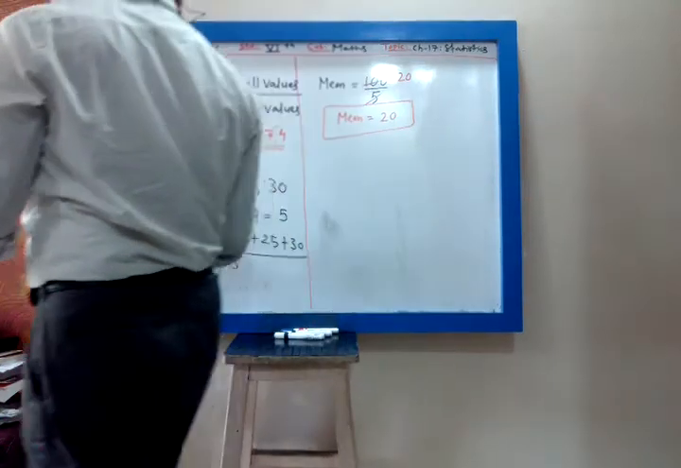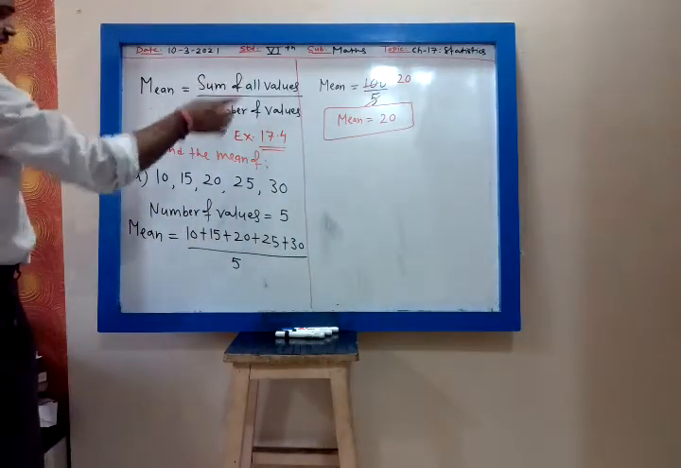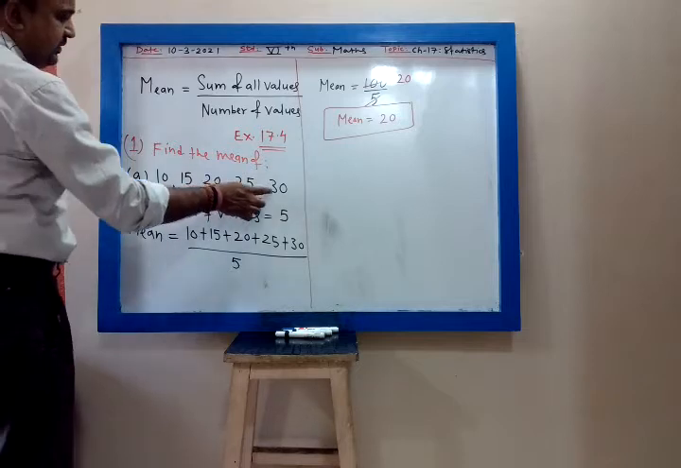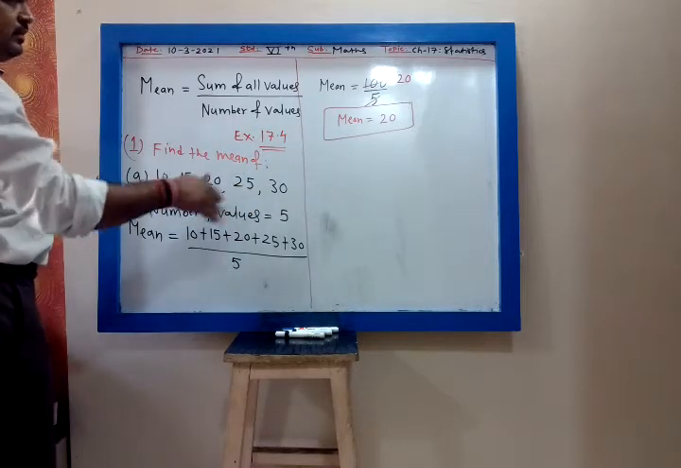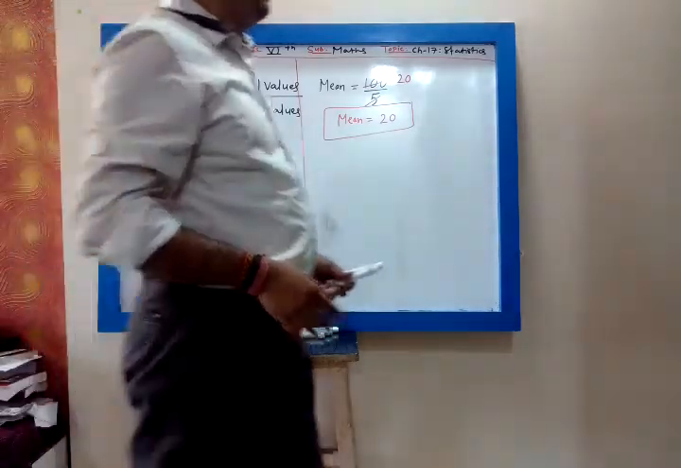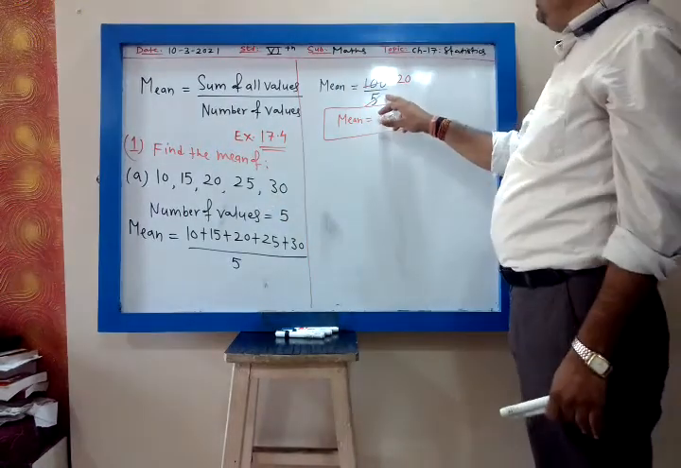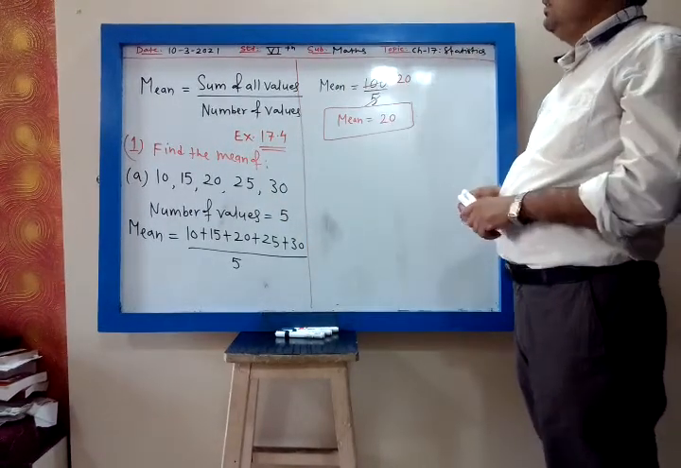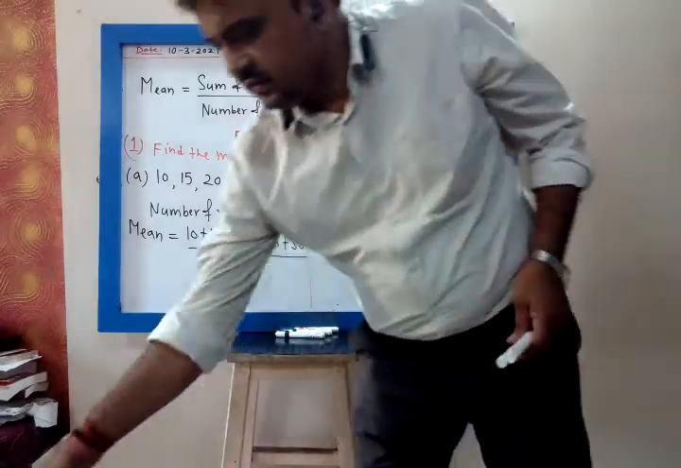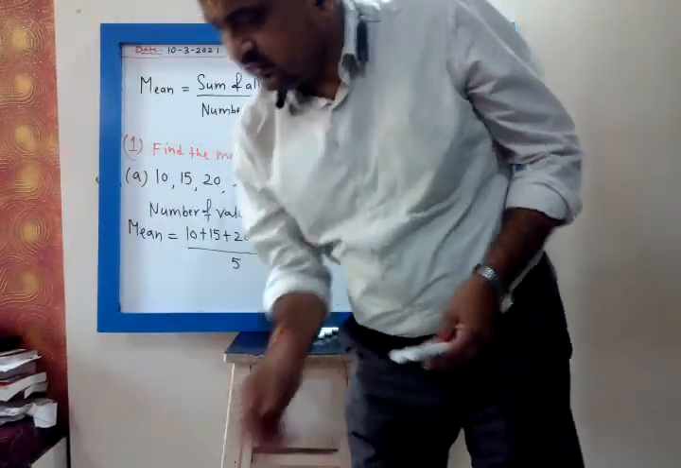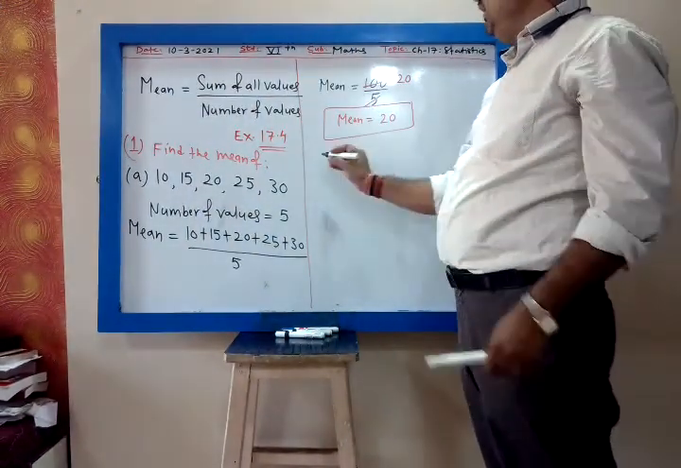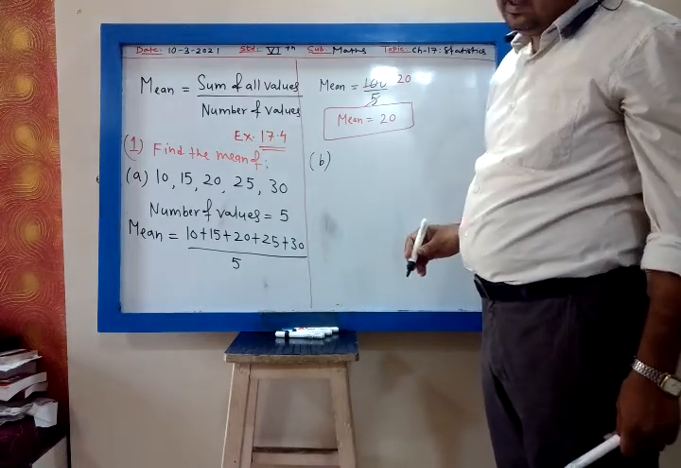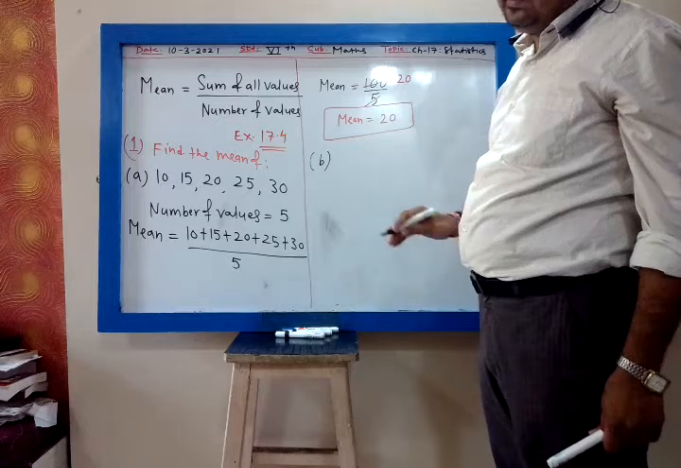The formula for mean value is the sum of all the values given. So you add all the values, 10 plus 15 plus 20 plus 25 plus 30, and divide. It is 100, 100 divided by 5. 5 twos are 10, then the 0 is carried as it is. Understood? Yes. Now B.